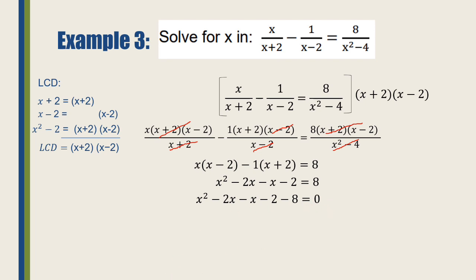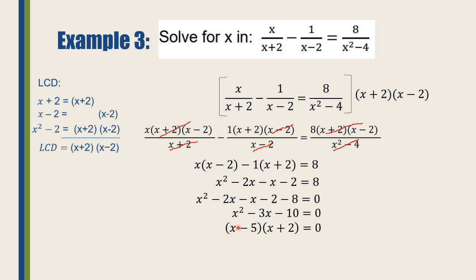Then combine like terms. Okay, so we have here x squared. Then negative 2x minus x, that is equal to negative 3x. Negative 2 minus 8, that is equal to negative 10, equal to 0. Next, what will we do? Yes, we are going to factor: x squared minus 3x minus 10 is equal to 0.